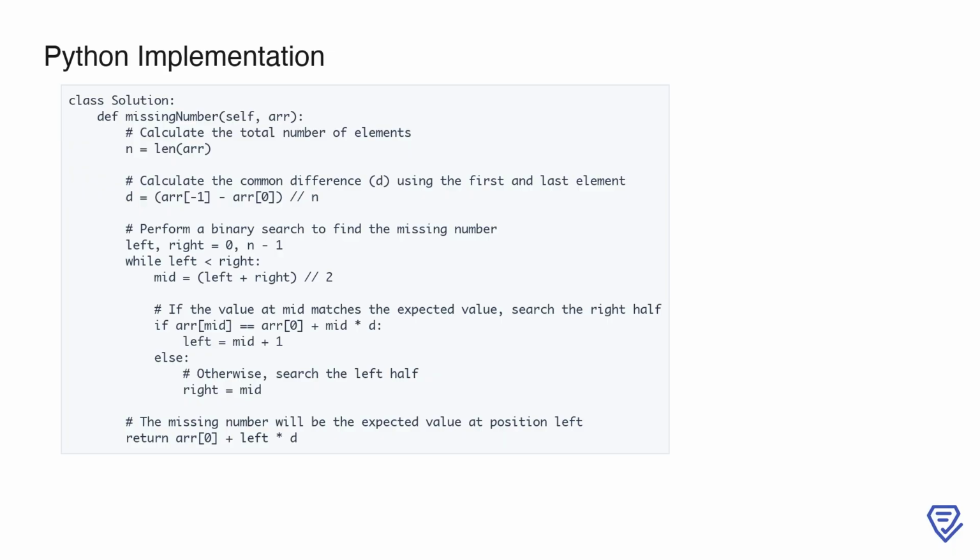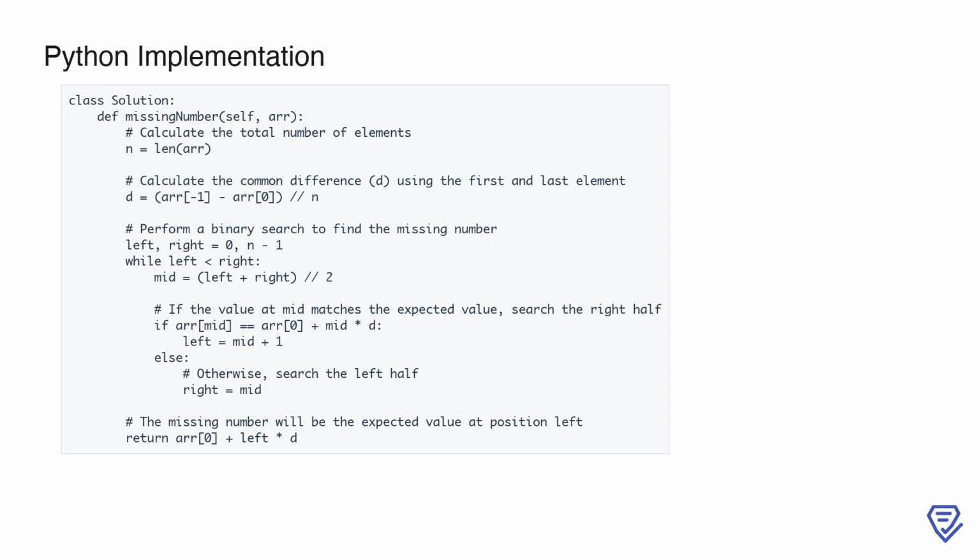3. Binary search initialization. We initialize two pointers, left and right, to represent the bounds of our search. Initially, left is 0, and right is the last index of the array. 4. Binary search loop. Inside the loop, we calculate the midpoint mid. We then compare the value at ARR[mid] with the expected value at that position, which is calculated as ARR[0] plus mid times d.